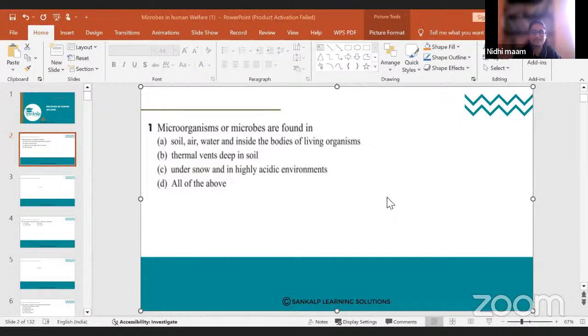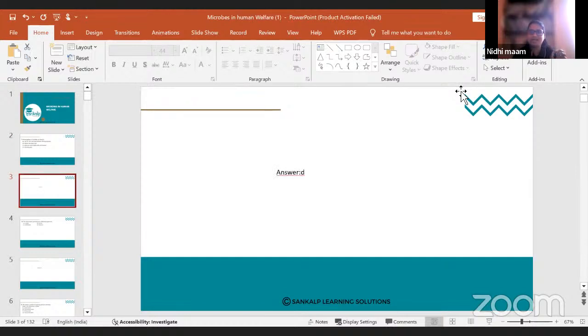Jayashri answered it. Shravani, Shubham. Fine. What about others? Be fast. Aishu answered it. Yashas answered it. Good. Jyoti answered it. So most of you are giving right answers. That is all of the above. No doubt we can observe and find microorganisms everywhere. That is why we call them cosmopolitan. So the right answer is option D, that is all of the above.